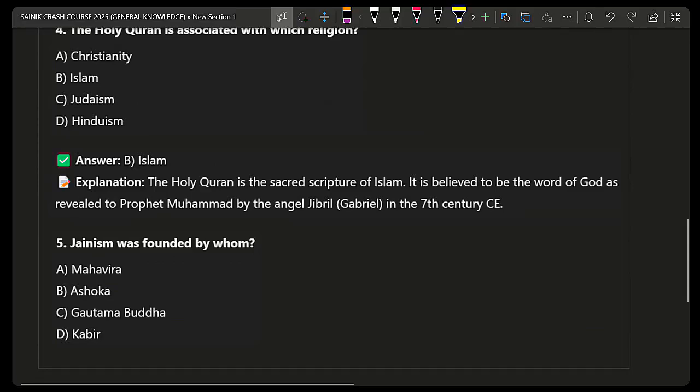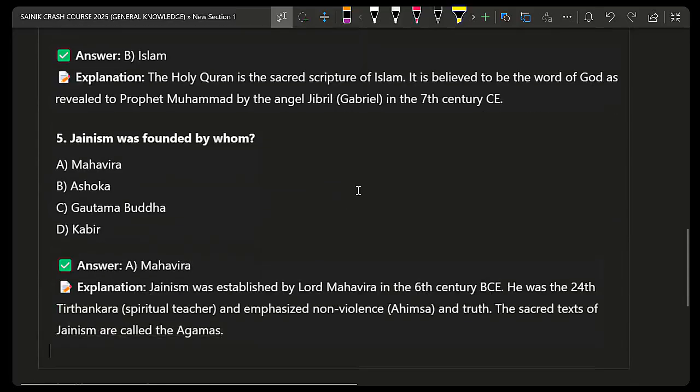Five students said Kabir, wrong answer, 4 students said Gautama Buddha, wrong answer, 6 students said Ashoka, wrong answer, and only 6 students gave the correct answer. Answer is Mahavira. Jainism was established by Lord Mahavira in the 6th century BCE. He was the 24th Tirthankara, a spiritual teacher, and emphasized non-violence, that is ahimsa, and truth. The sacred texts of Jainism are called agamas. Next question.